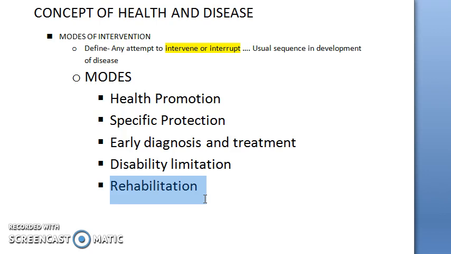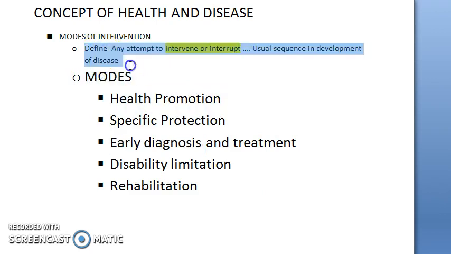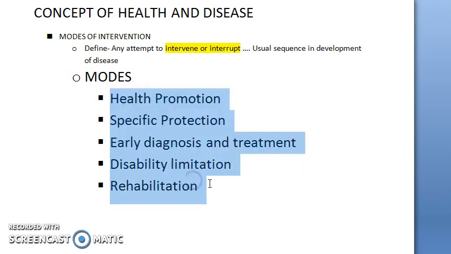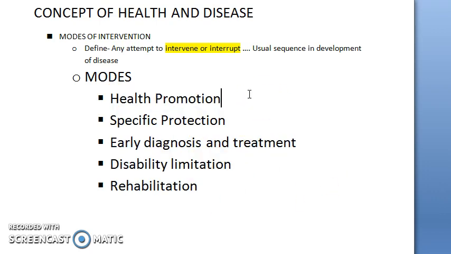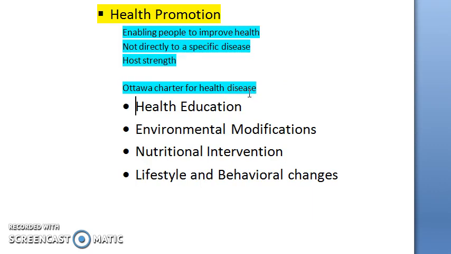Fine. So if they ask you a modes of intervention question, if you write the definition and these 5 things, you almost have half the marks. Okay. Anyways, you will explain each. Now let us look at health promotion. Under health promotion, what you have to explain first of all is the objectives of it. You're going to enable people to improve health. You're not directing this at any specific disease. You're strengthening the host.